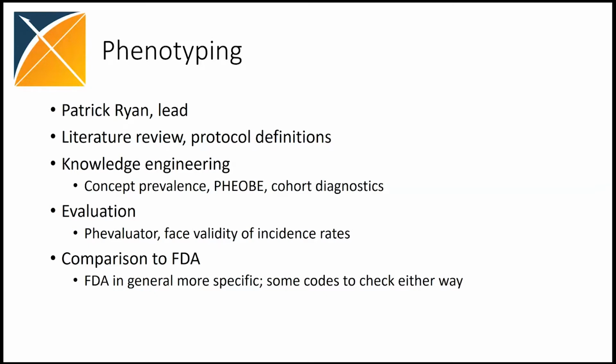Patrick Ryan is leading that with his team. The steps are first, of course, OHDSI's literature review, and looking at protocol definitions from the EMA, the FDA, and from other sources. Then we do our OHDSI knowledge engineering, looking at concept prevalence, using the Phoebe application, which helps you do knowledge engineering to define a cohort, and then cohort diagnostics to see what we ended up with. And then we do our formal evaluations using PheValuator to estimate our sensitivity and specificity. And we just look at the face validity of the incidence rates we get. Does this make any sense?